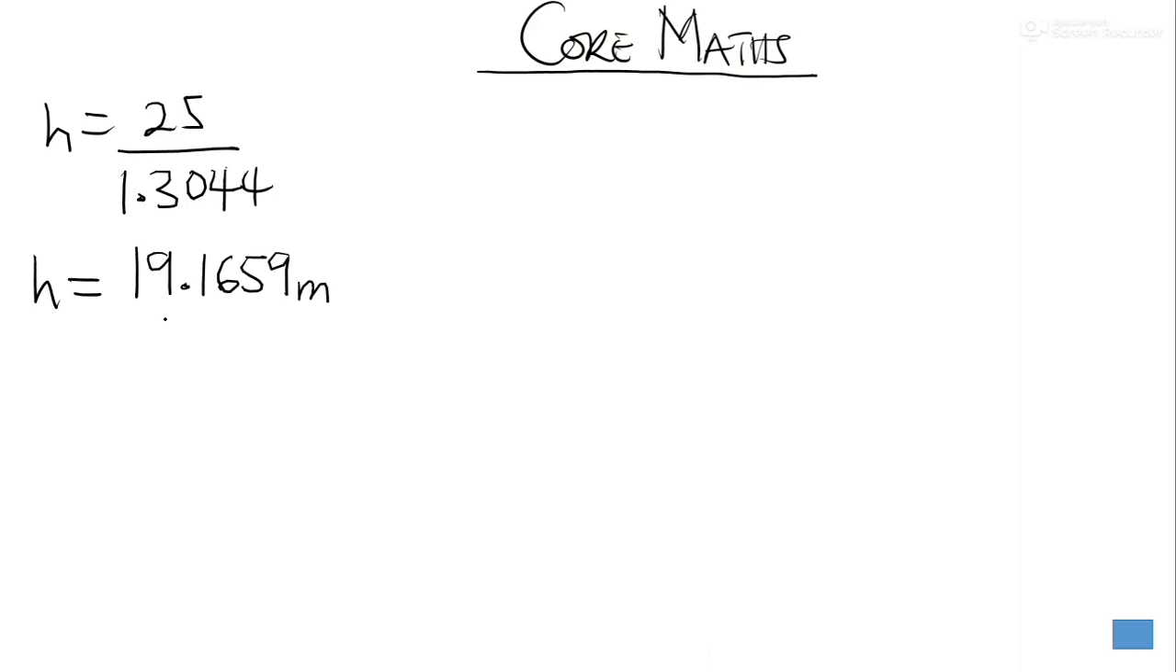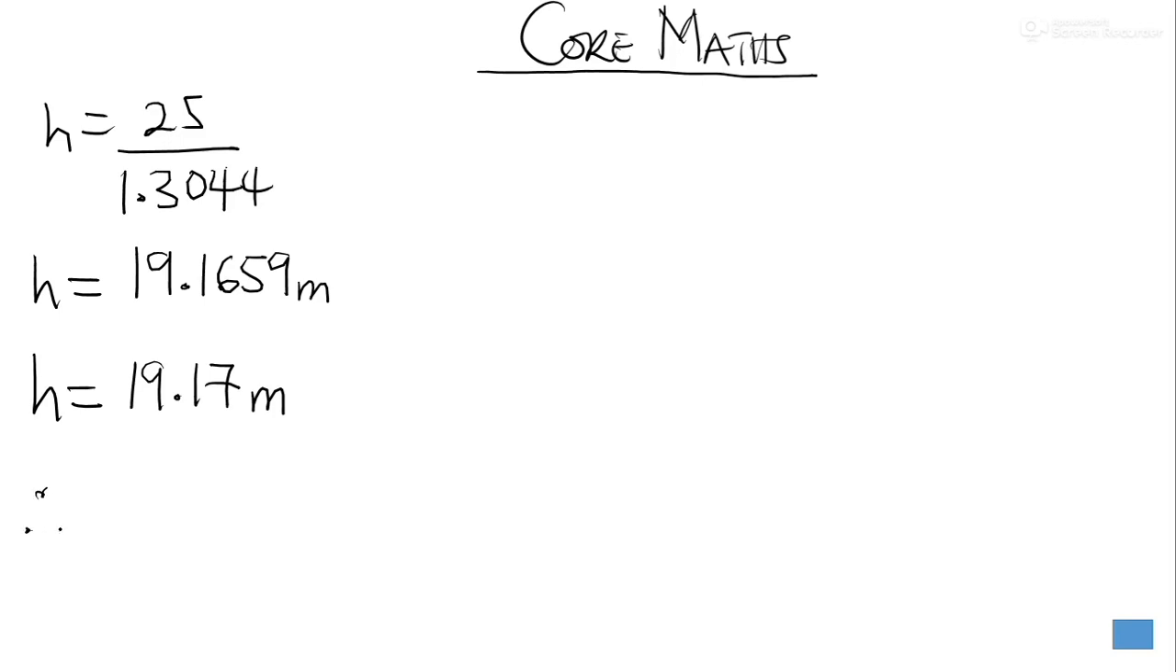But remember, we're told to approximate our answer to 2 decimal places. So our h will be equal to 19.1659 meters to 2 decimal places, which is going to be what? 19.17. Because after the second decimal place, the number there is 5, so we have to add 1 to the 6. So this is our final answer. So the height of the tower is 19.17 meters.